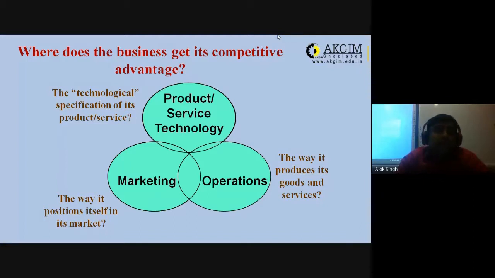Here it is written in the heading: where does the business get its competitive advantage? So these are the three core functions by which you can get the competitive advantage over the competitors. If you adopt these three core functions properly, then only you may succeed in the market. So these are core functions.